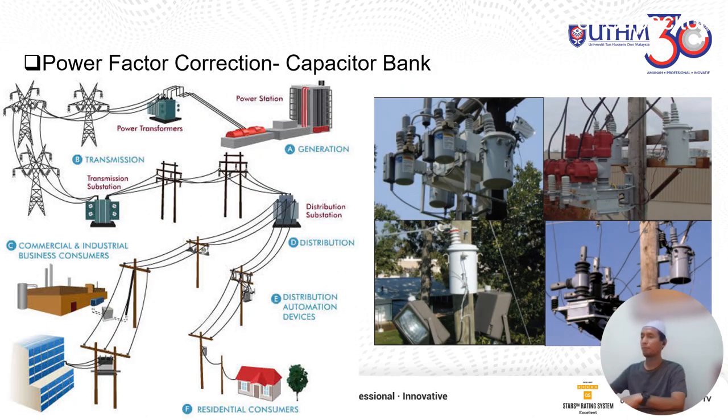Okay, so then we have the capacitor also used in power factor correction. Usually in the electrical power system supply, a factory that uses a lot of machines and motors affects the power factor. So we will use a capacitor bank as a power factor correction to correct the power factor in the system.